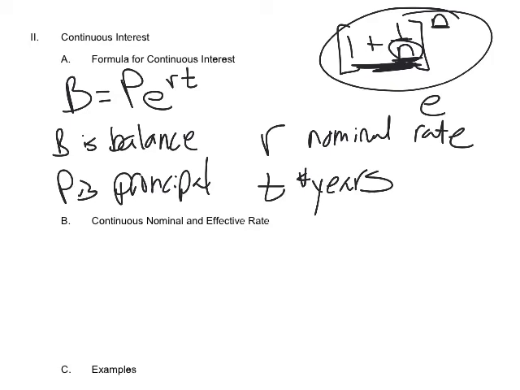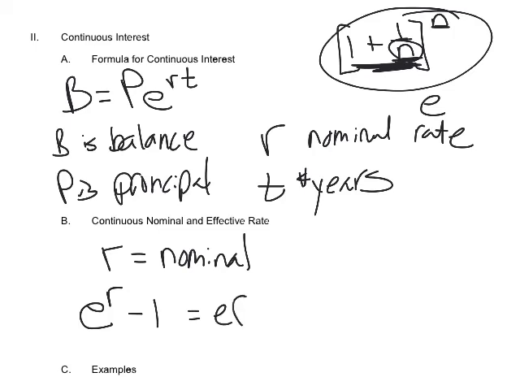Now, to talk about continuous, nominal, and effective rate, the rate you're given is going to be the nominal. That's easy. And the continuous rate, or the effective rate, is going to be e to the r, whatever you get there, and then you'll have to subtract the 1 away. That's the effective rate for continuous compounding.